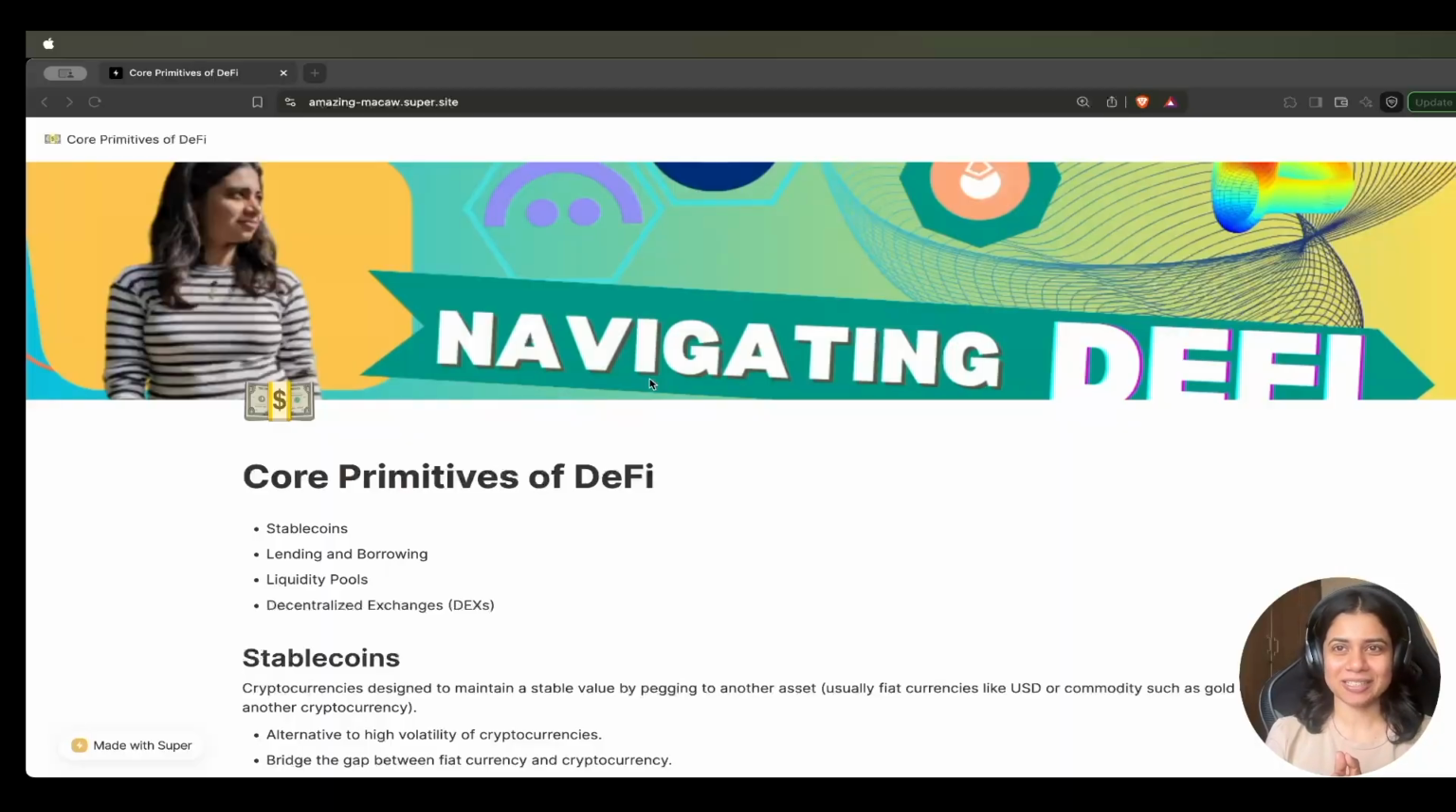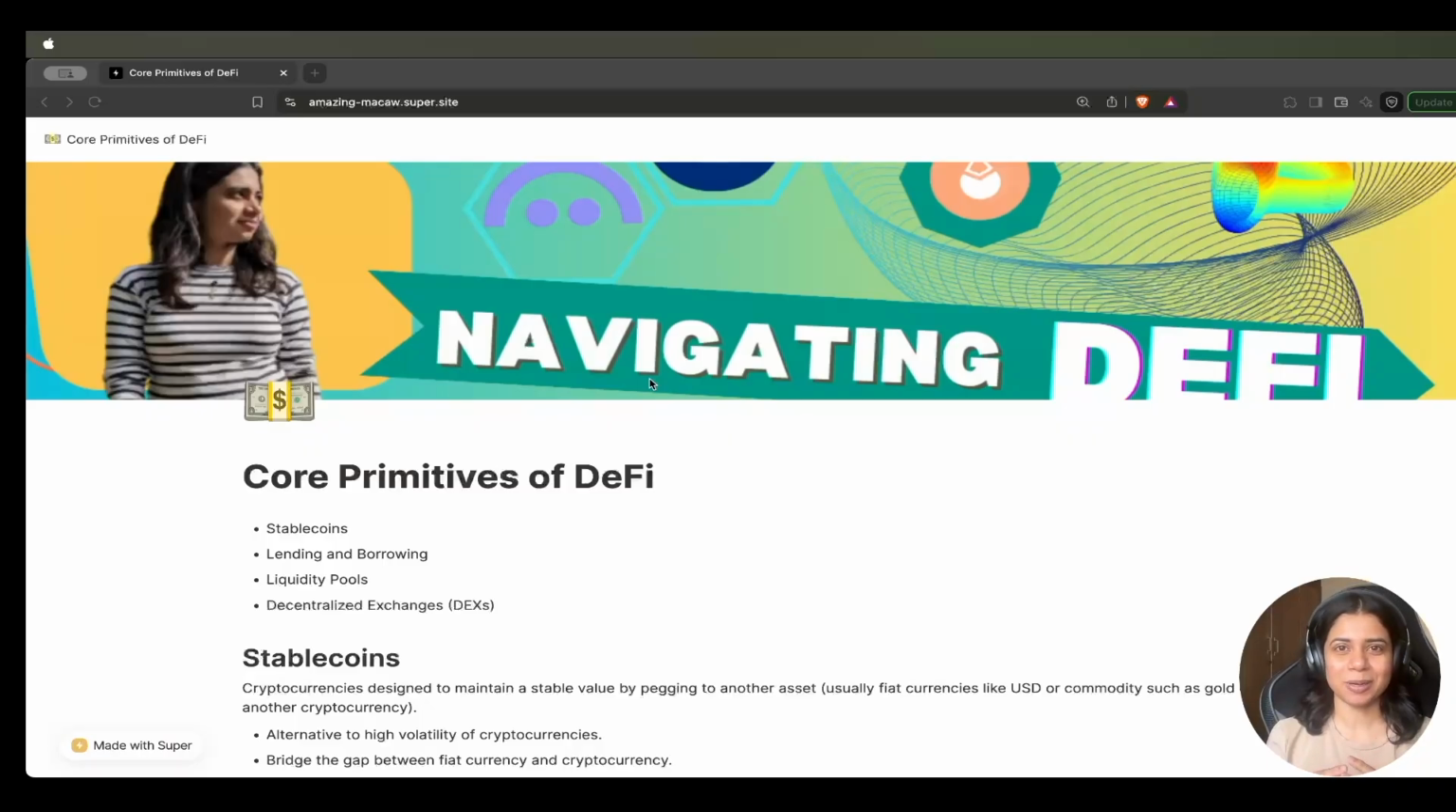So in this video, we'll talk about the core primitives in DeFi, and these are the basic building blocks that form the foundation of DeFi. So let's get started. The core primitives are stable coins, lending and borrowing, liquidity pools, and decentralized exchanges. Now let's deep dive into each of them.